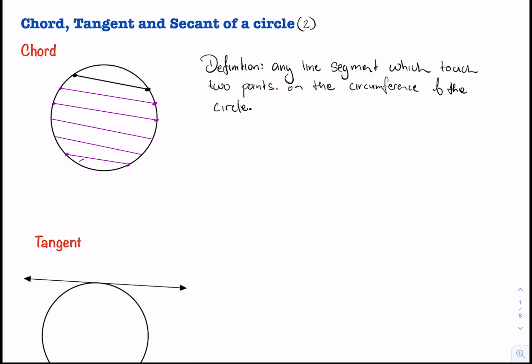Now, what I want to do is identify the point which is in the center of the circle. And if I take my pencil here and draw a line segment which passes through that center, then this is called our diameter. So the important question here is: is the diameter a chord of a circle?